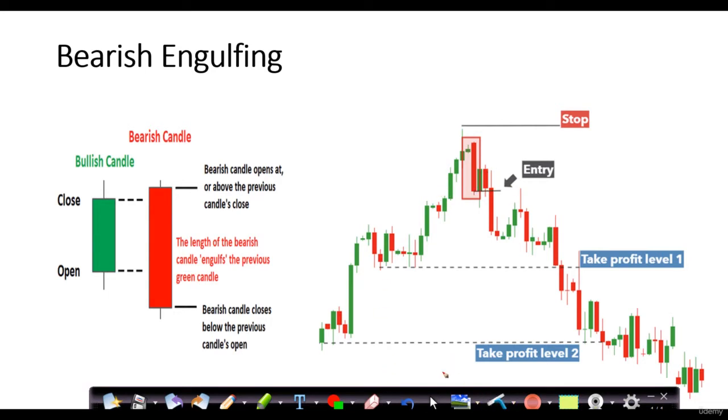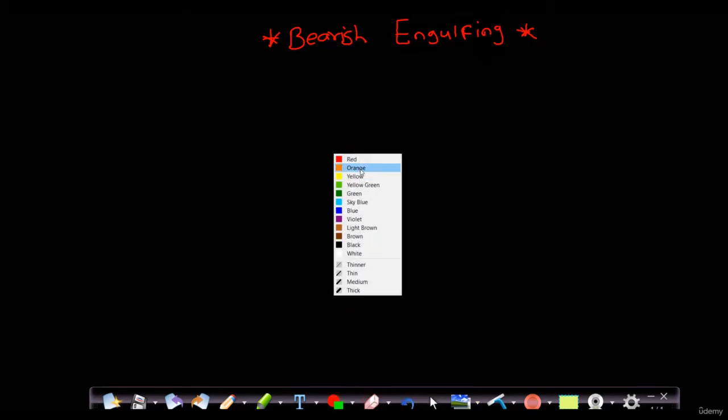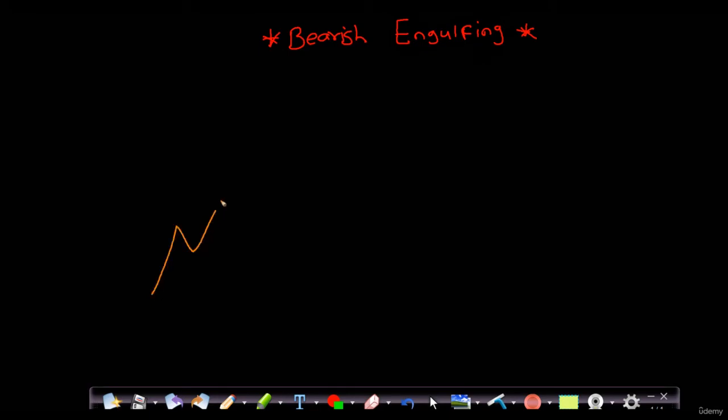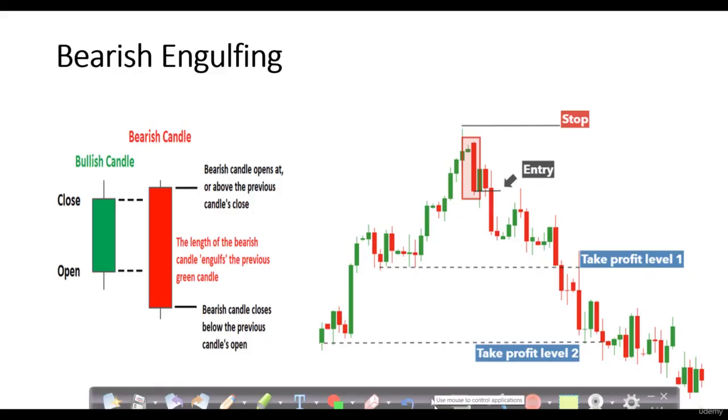Now, when will it work very well? Suppose the market is at a higher level and this is the resistance zone. At the resistance zone, it will work best, in the sense that there is a high chance you will get enough profit. Whenever you see a bullish candle inside the bearish candle, then you will definitely get good profit.